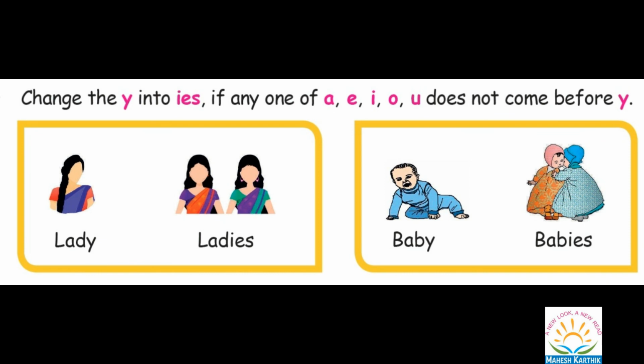Baby. The naming word baby ends with the letter Y. To convert it into plural form, we should remove Y and add IES with the naming word. Babies.